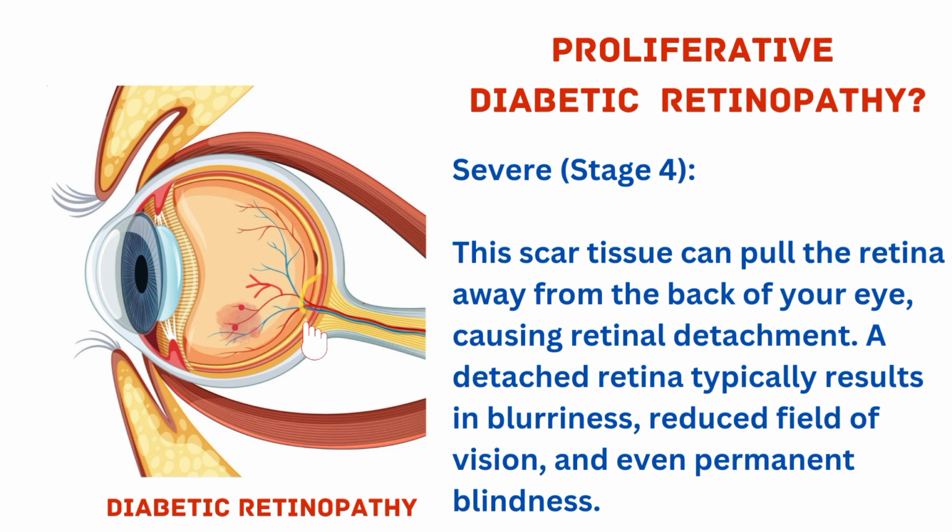This scar tissue can pull the retina away from the back of your eye, causing retinal detachment. A detached retina typically results in blurriness, reduced field of vision, and even permanent blindness.